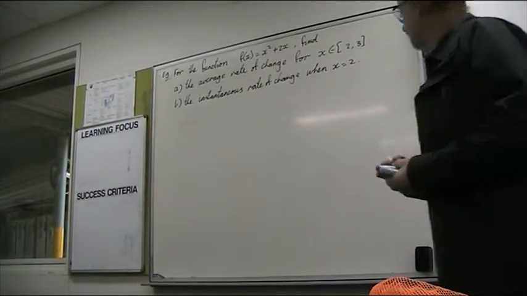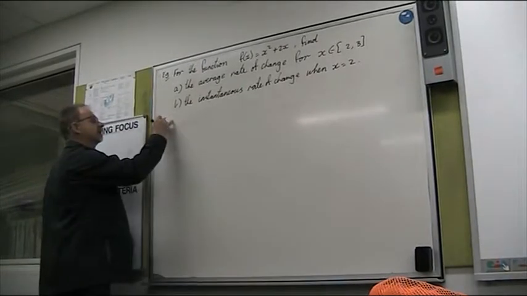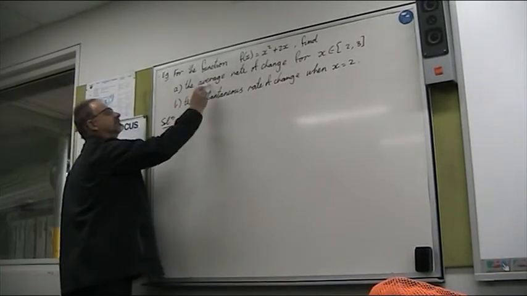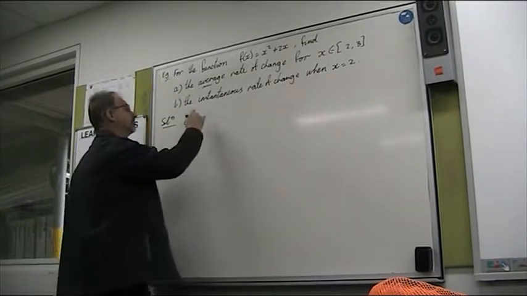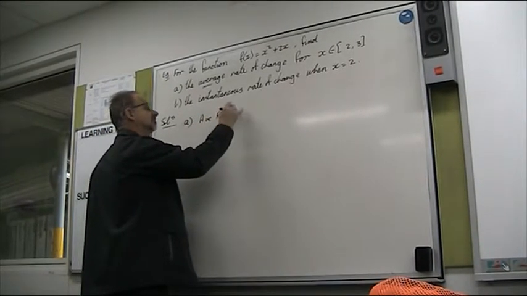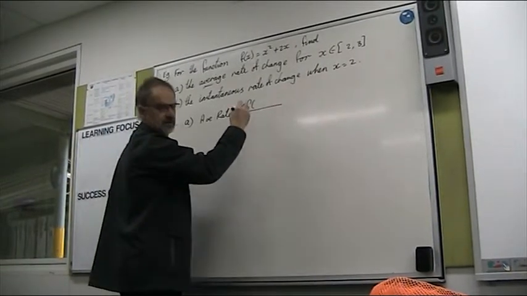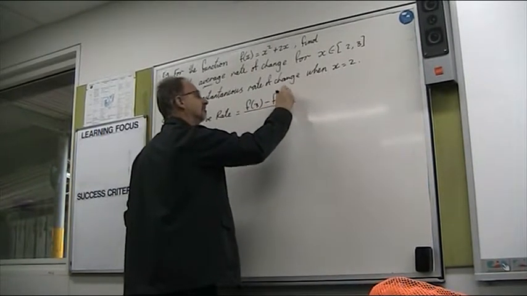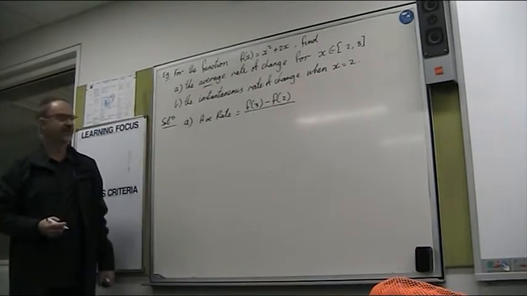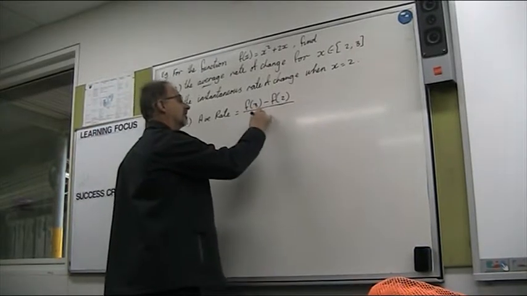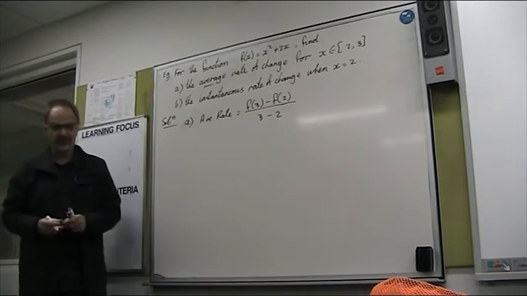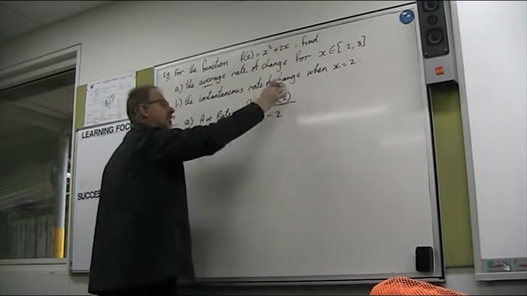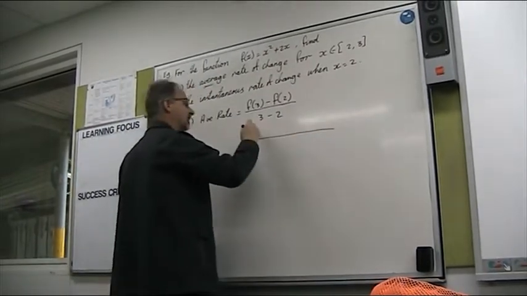Alright, so solutions, average rate and instantaneous rate. So for A is the average. When we're talking about the average, that is the difference in our y values, so f of 3 and f of 2, over the difference in the x values, which is 3 and 2. And so now we need to use our equation, our function, put the values in, crunch the numbers.